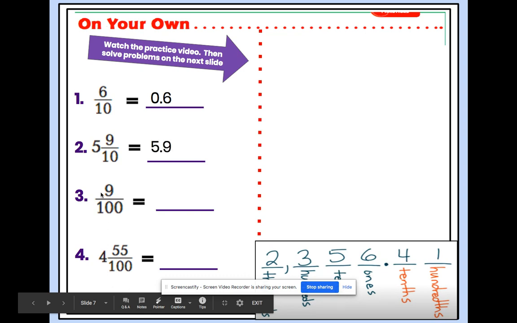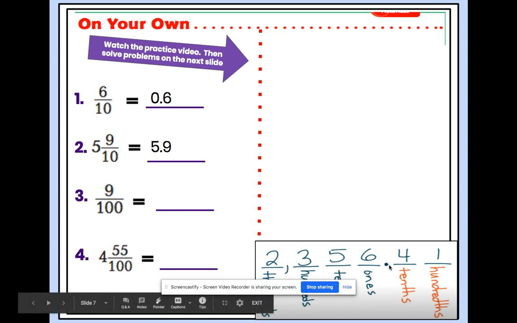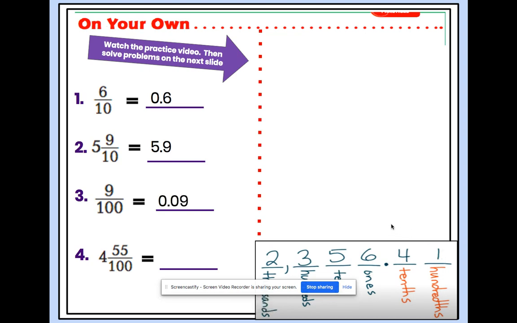In number 3, we're going to convert 9/100ths into a decimal. I do not have a whole number. It's not a mixed number. It's just a fraction. So I am going to put my decimal point, show that I have 0 ones, I have 0 tenths, and then 9/100ths.